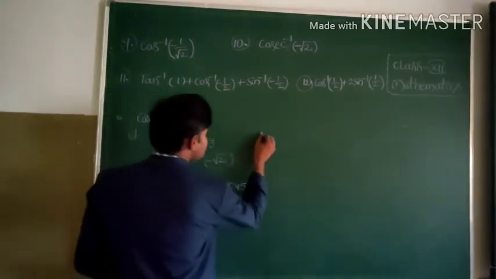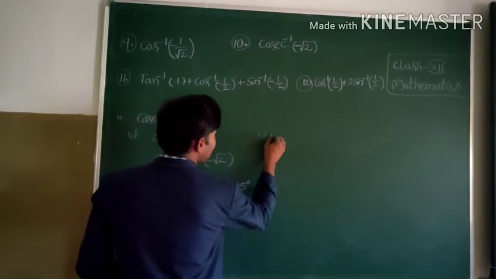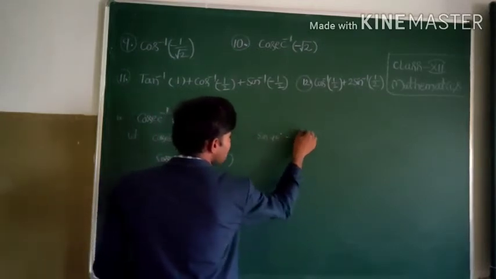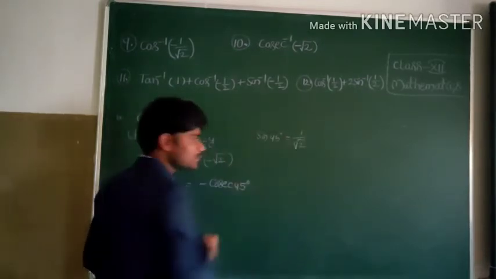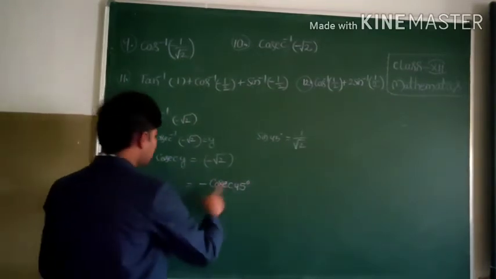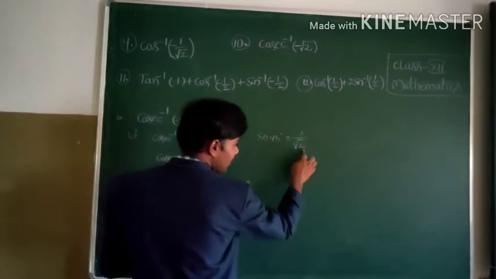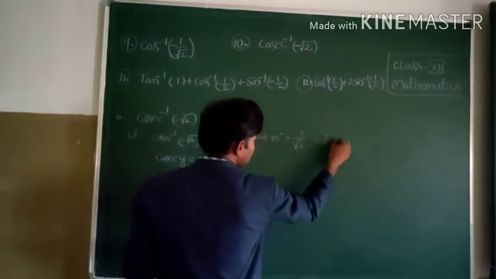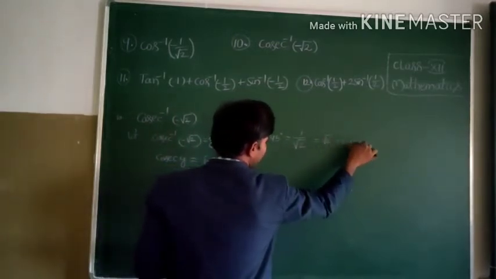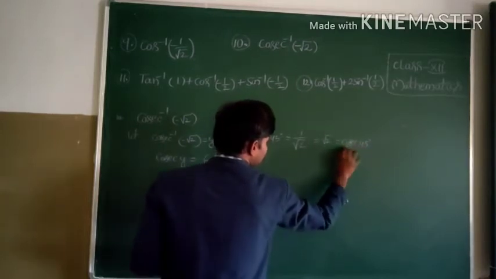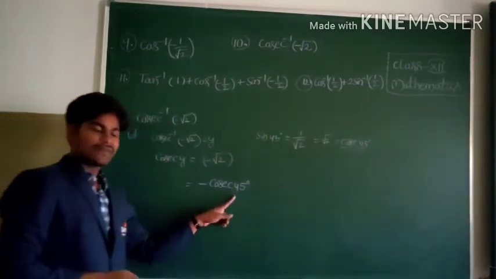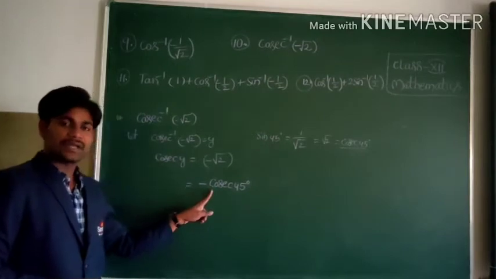Generally sine 45 is equal to how much? 1 by root 2. The cosecant function is the reciprocal of this, so the reciprocal of 1 by root 2 is root 2. So this is equal to cosecant 45, right? So that's why I consider here cosecant 45, and as it is you have to give the minus.